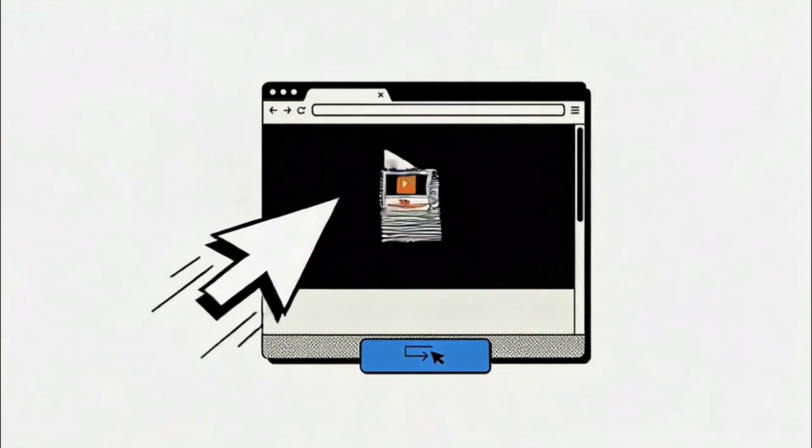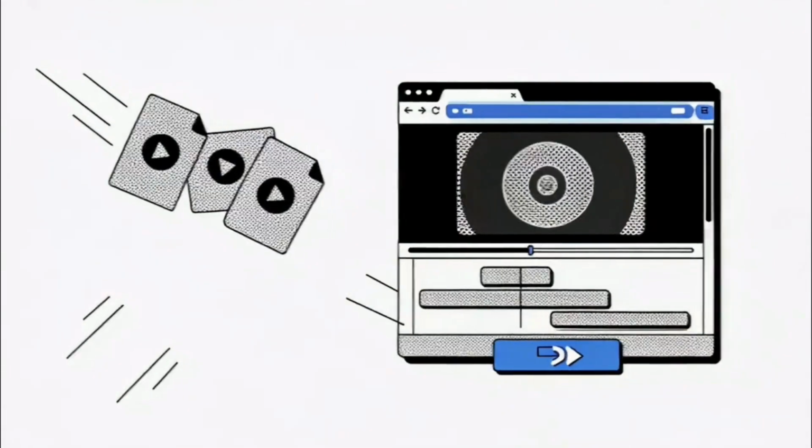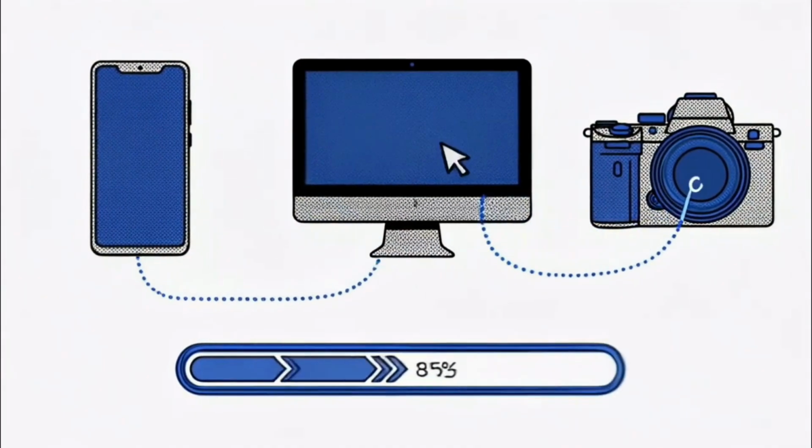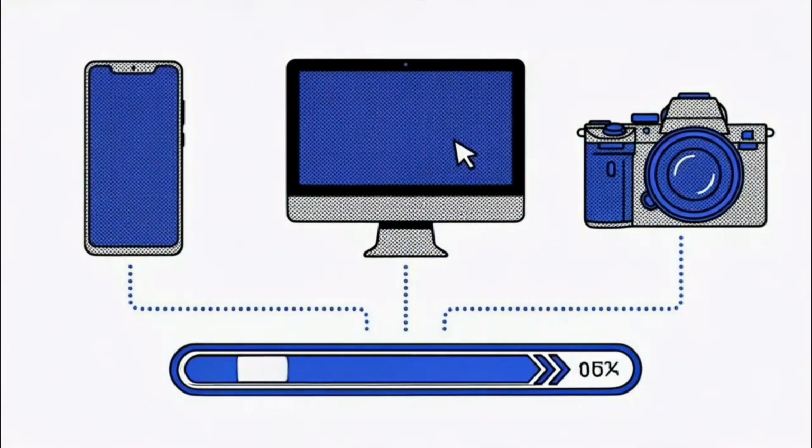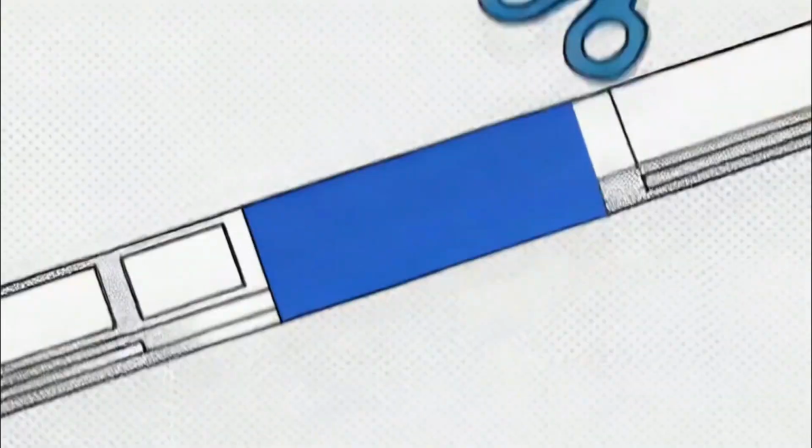Let's break it down. First, upload your raw clips. Just drag and drop your files into VEED. Whether it's phone footage, screen recordings, or camera clips, it all loads quickly and is ready to edit.